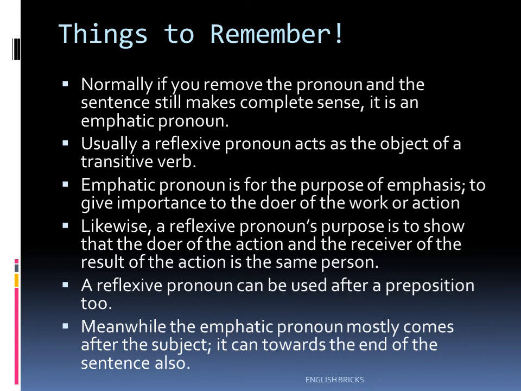So, before we wind up the session, let's have a quick recap. Normally, if you remove the pronoun and the sentence still makes complete sense, it is an emphatic pronoun. So, the purpose of the emphatic pronoun is only to emphasize the doer of the action or the action itself. Usually, a reflexive pronoun acts as the object of the transitive verb. So, where the effect of the action passes from the subject to the object, and the subject and the object are the same people or the same person.